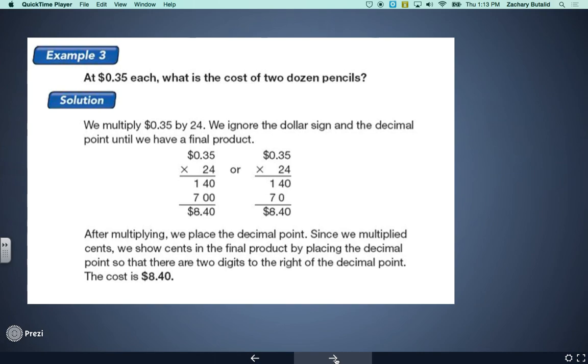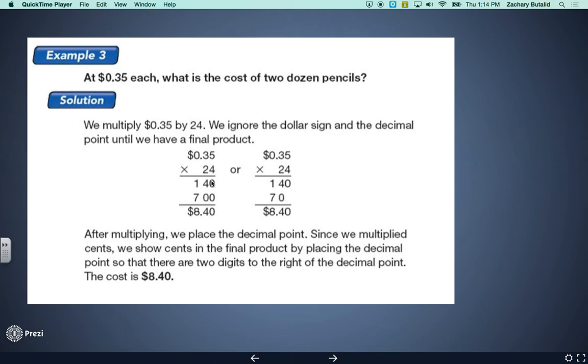All right, example number 3. At 35 cents each, what is the cost of 2 dozen pencils? So first we're gonna multiply 35 cents by 24. We ignore the dollar sign and the decimal point until we have the final product. Okay, so don't worry about the dollar sign or decimal point until you have the final product. After you do the multiplication algorithm, then you put in the decimal point. Since we multiplied cents, we show cents in the final product by placing the decimal point so there are 2 digits to the right of the decimal point.